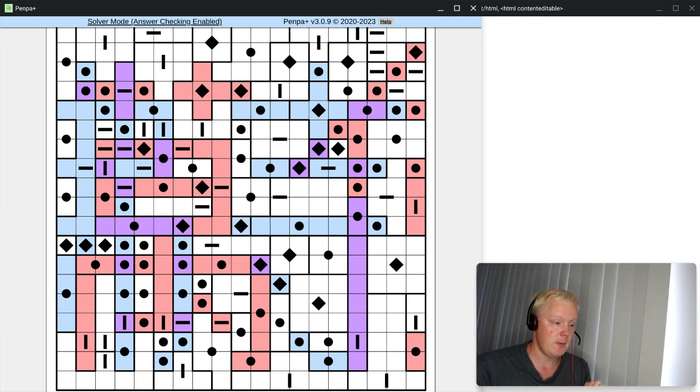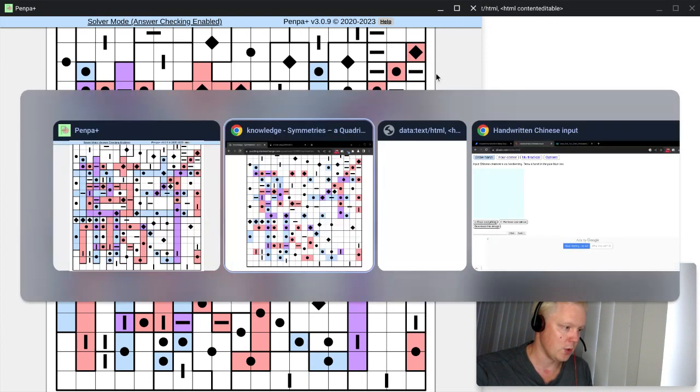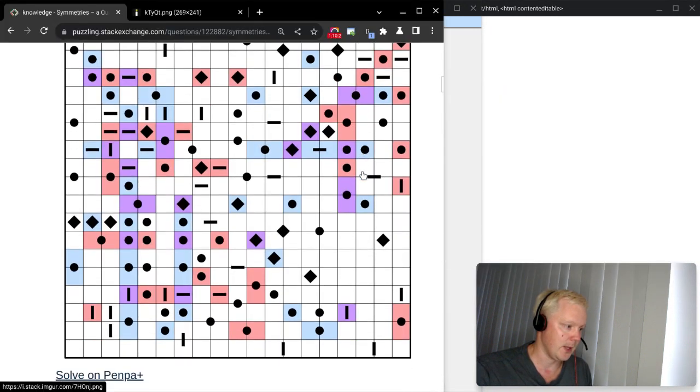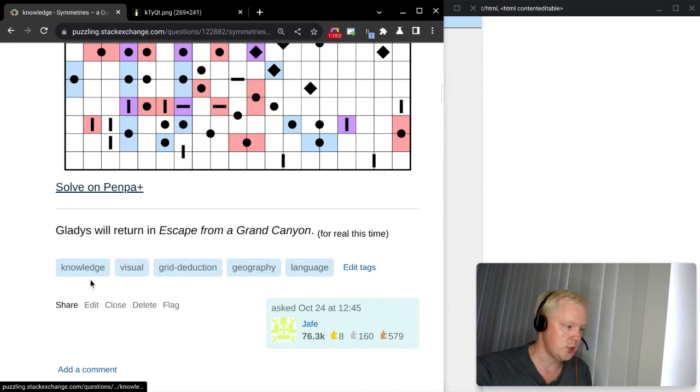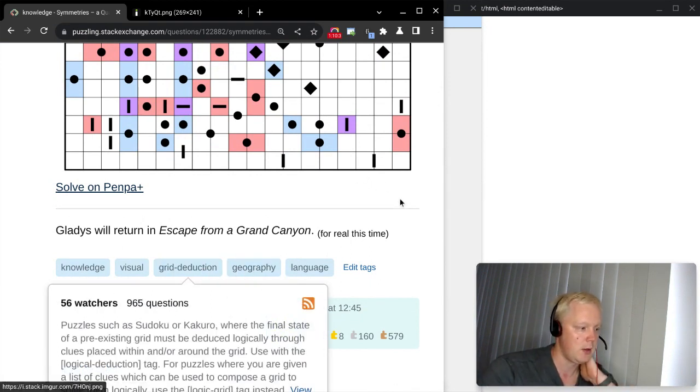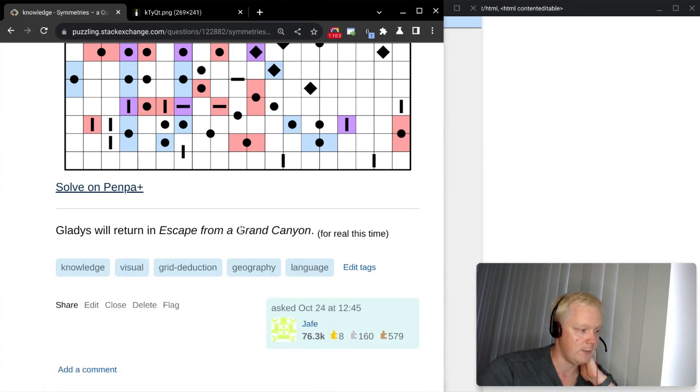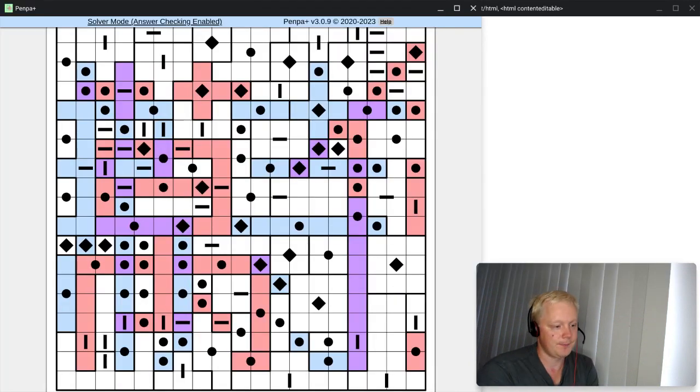And to do that, maybe we should look at the tags of the puzzle. So what kind of information are we looking for here? So knowledge always, geography always. And then we have grid deduction, which is what we did, some logic in a grid, and visual. So we have to interpret something visually, and there's a language tag. So something related to language is going to be necessary here.